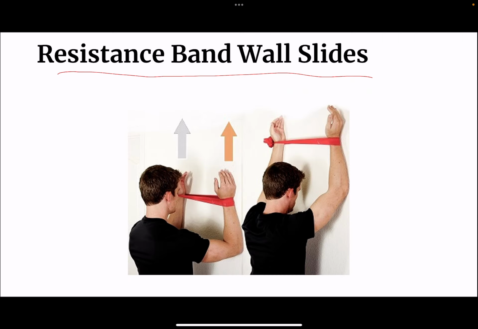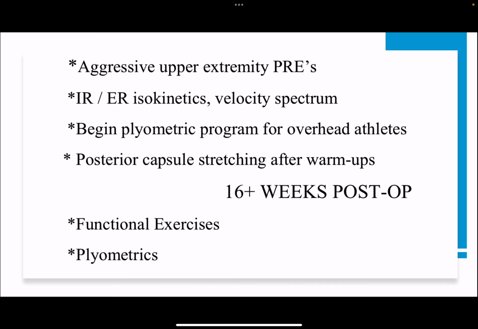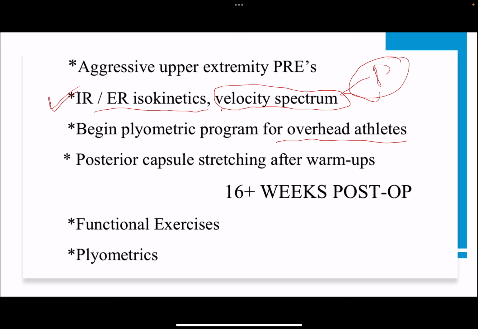Resistance band wall slides, as we mentioned, aggressive upper extremity exercise. Here is a summarization: internal, external isokinetics, velocity spectrum, resistance across the range, velocity spectrum, that means resistance across the range. Okay, begin plyometric program for overhead athletes like baseball, tennis.